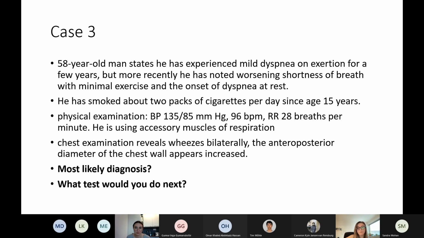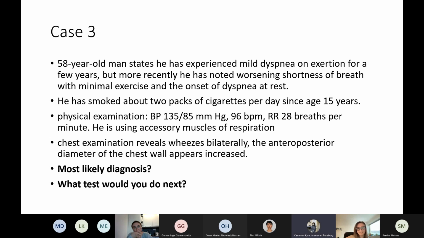On physical examination, the vital signs show a blood pressure of 130/85, heart rate of 96, respiratory rate of 28 breaths per minute. And he's using his accessory muscles for respiration. The chest examination reveals bilateral wheezing, and the anterior posterior diameter of the chest wall appears increased. So anything that jumps out at you straight away?